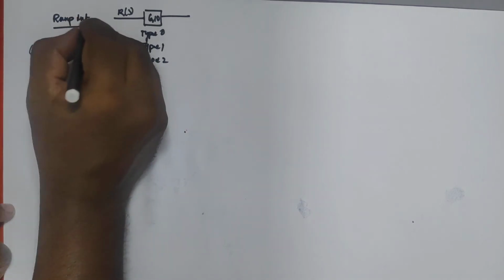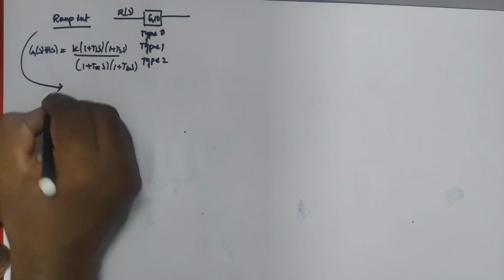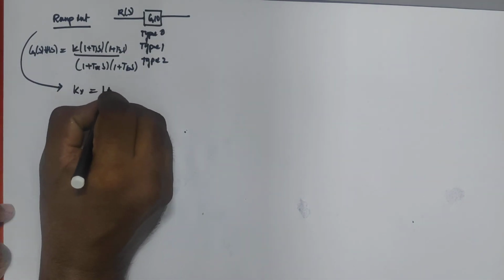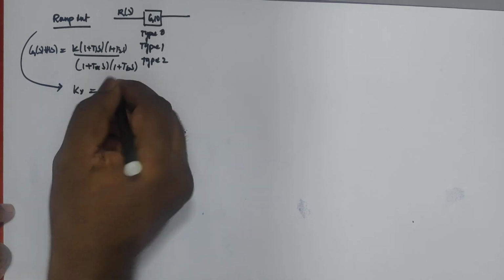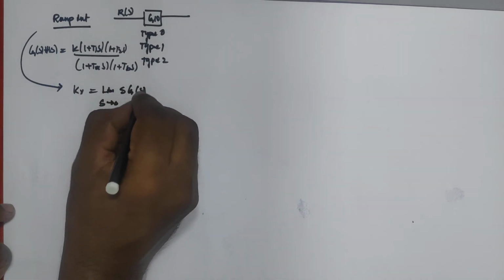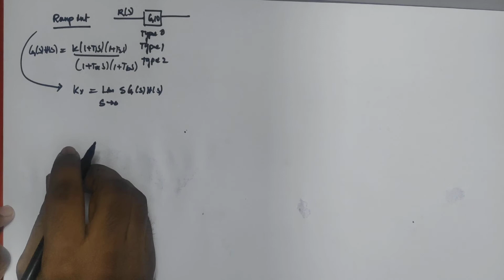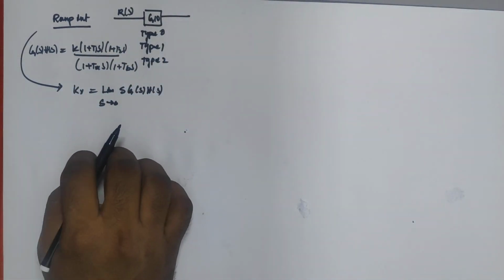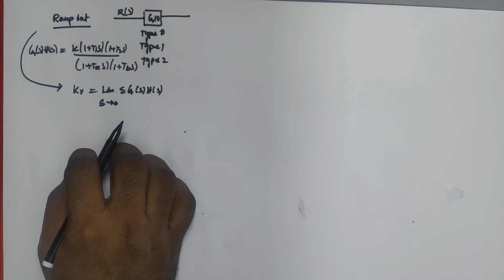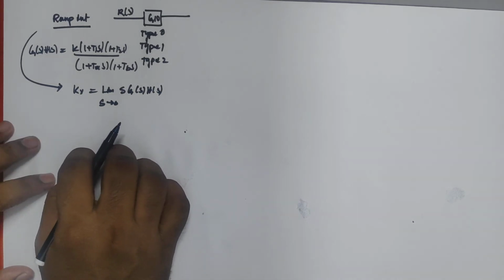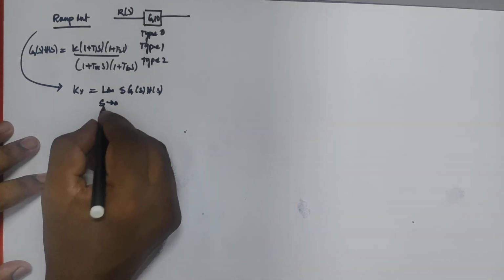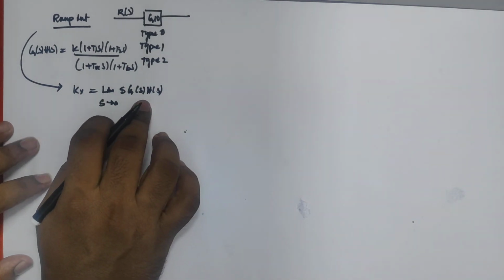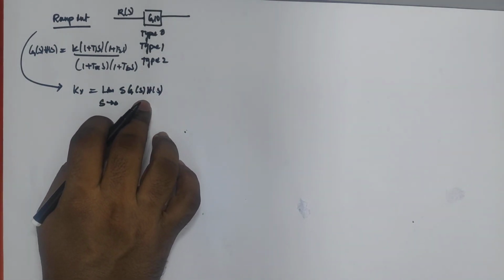So for the ramp input, what is the coefficient I'm having? Kv is my coefficient. So Kv is the limit as s tends to 0 of s into G(s)H(s). Now what happens here? Substitute this value here. Substituting s equal to 0 for the type 0 system, what am I having?